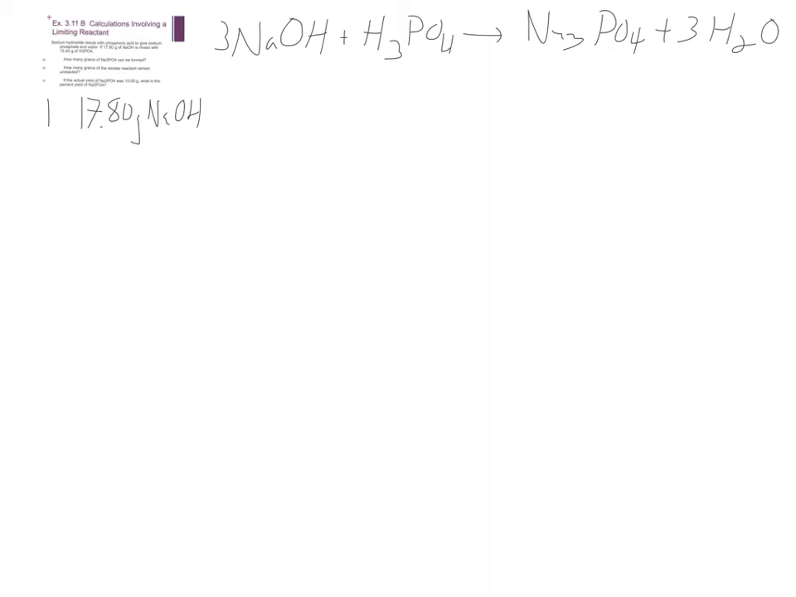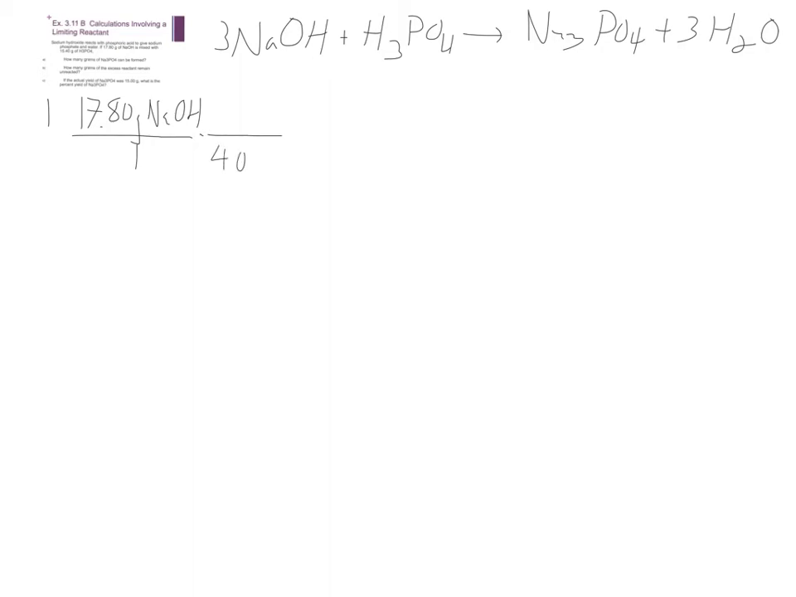So the way to do this is to take both ingredients, convert my sodium hydroxide to sodium phosphate, and my phosphoric acid to sodium phosphate. If I do these two separate problems, then I'll have an answer. How much can I make? Whichever one makes less, that's how much I can make. But I do have to go through two full stoichiometry problems.